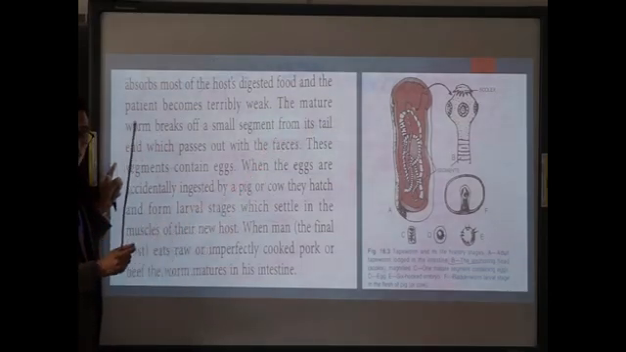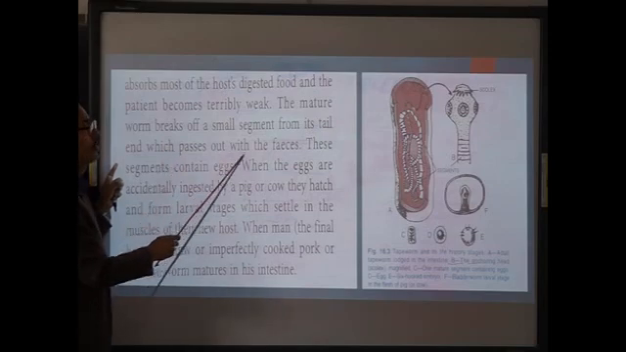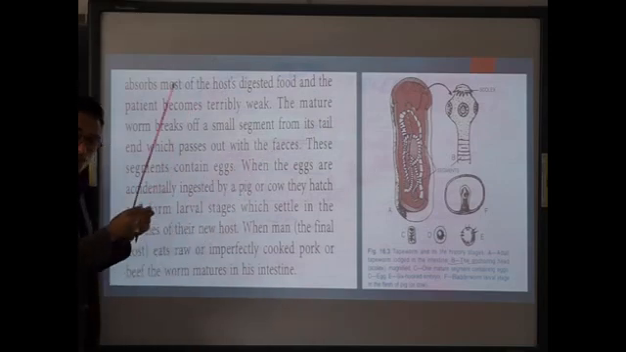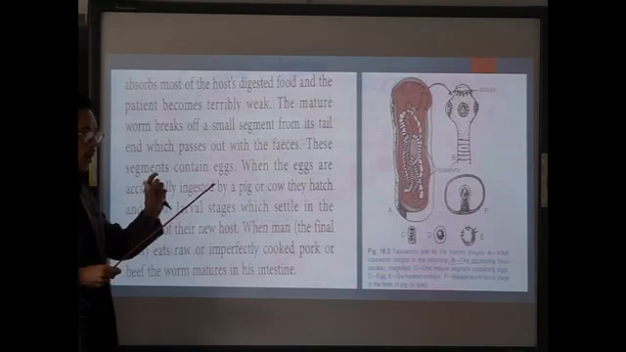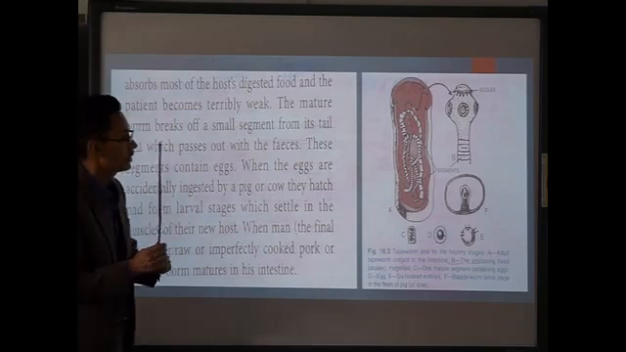So, once the Taenia solium is mature, that worm will break off a small segment from its tail end, which passes out with the feces. That means through the human excreta, a small segment from the tail end will be removed from the body of the host. So you can look over here.